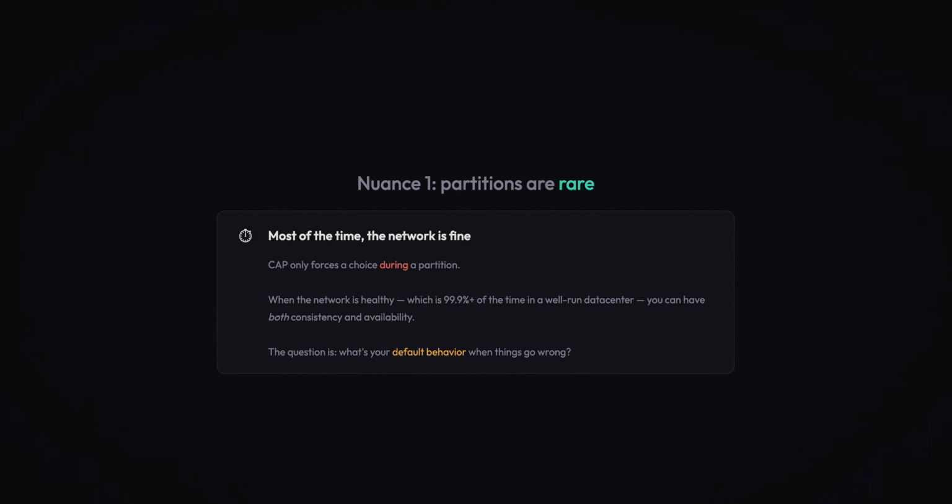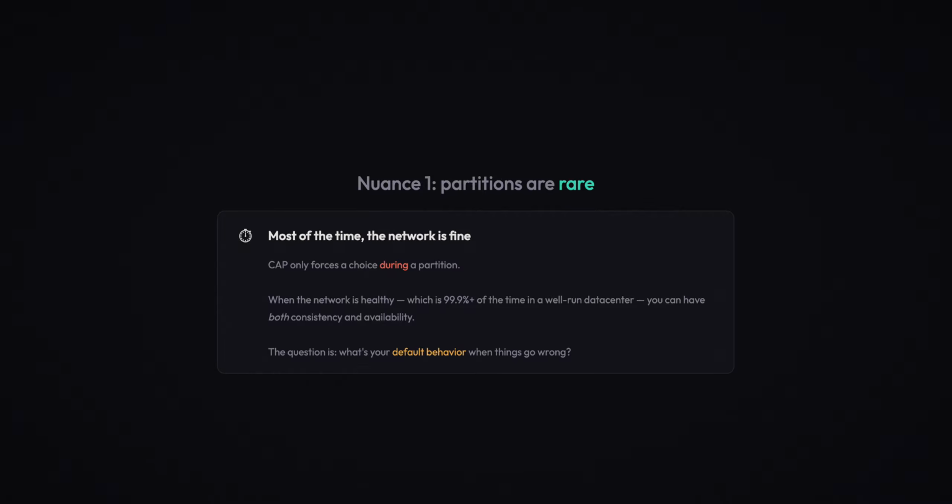Nuance 1, partitions are rare. CAP only forces a choice during a partition. And in a well-run data center, the network is healthy more than 99.9% of the time. When the network is fine, you can have both consistency and availability. There's no trade-off during normal operation. So the question isn't, is your system CP or AP? It's, what's your default behavior during the rare moments when the network splits?